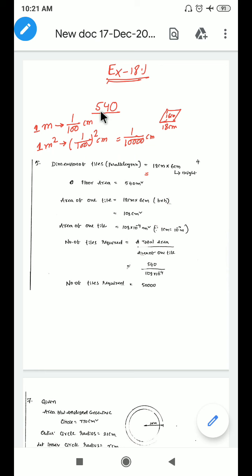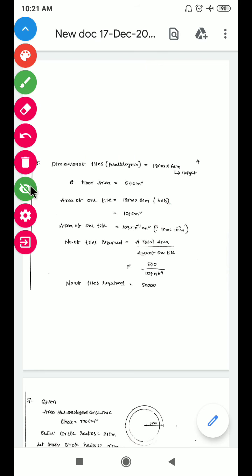Now you have to divide these 540 by each tile's area. Then you will get the number of tiles required to cover the area. So 50,000 tiles are required.